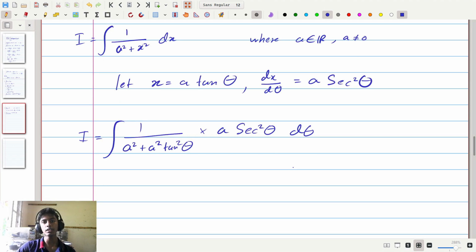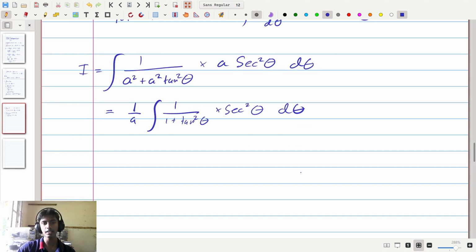Now then, in order to solve and simplify this, the first thing we're going to do is take this a squared from both of these terms, factor it out, and then take this a and cut it out. Here we can see this a squared can be factored out as a 1 divided by a squared, and this a can be cancelled with one of the a's, so we get just 1 divided by a. Doing that in one quick step, we can write this as 1 divided by a times the integral of what's left over. What's left over here is 1 divided by 1 plus the tangent squared of theta times the secant square of theta integrated with respect to theta.